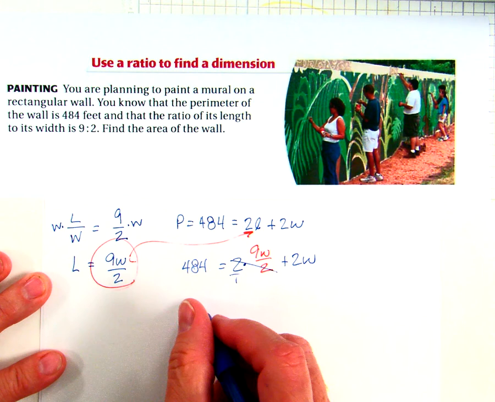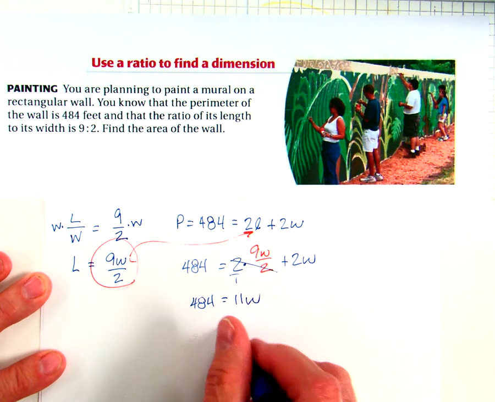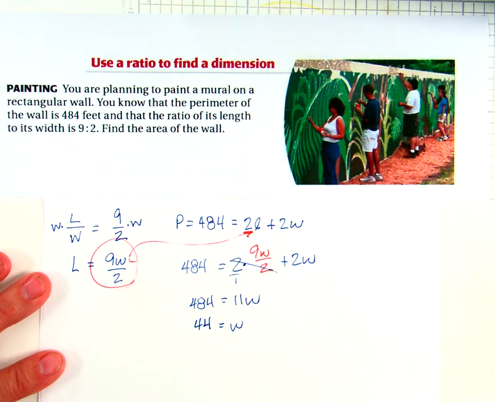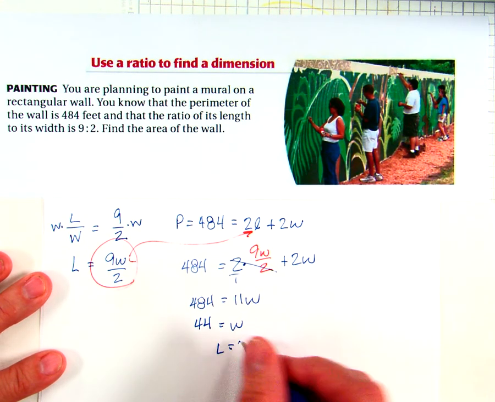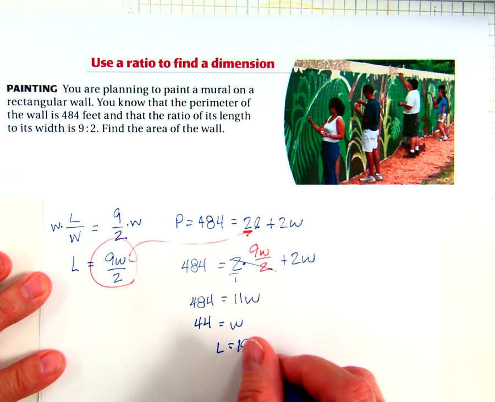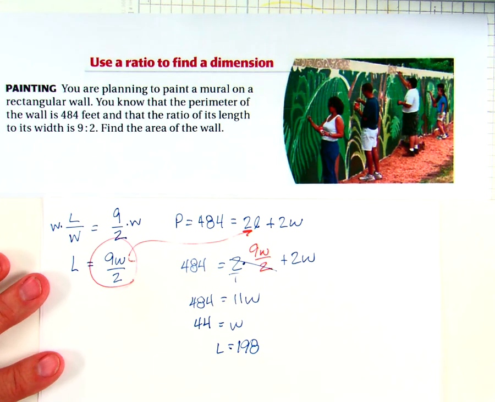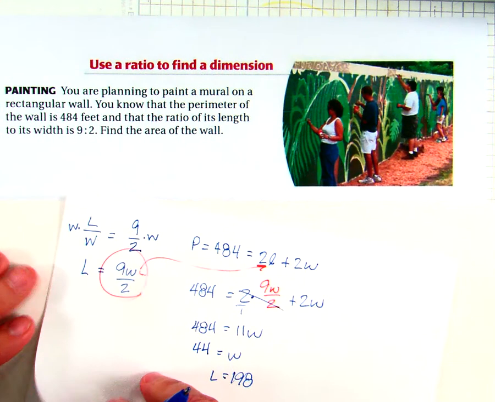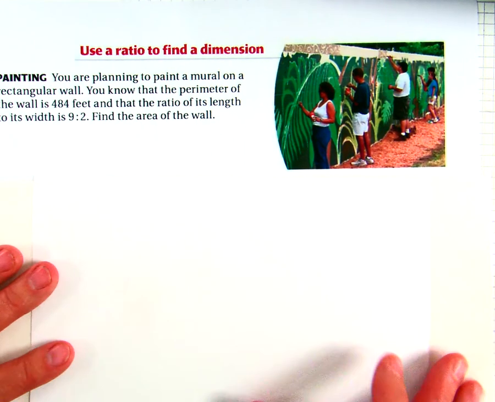The 2's cancel, and we get W equals 44. We substitute that back into the original equation. We get that length is 198. Multiply those two to answer the problem to get the area of the wall. Another way to do it, which is probably better for this particular circumstance, is treating the ratio more directly.